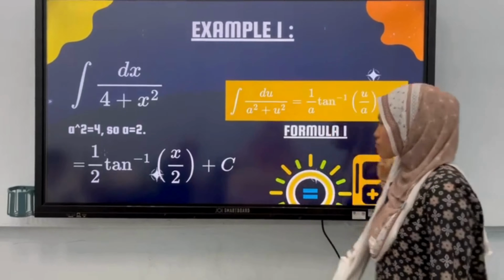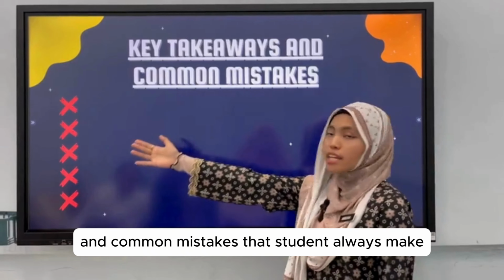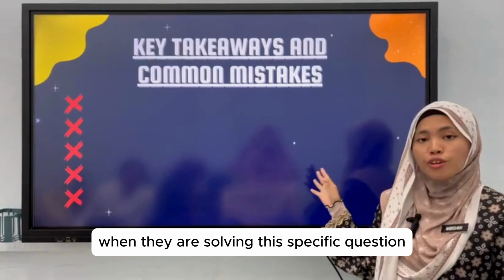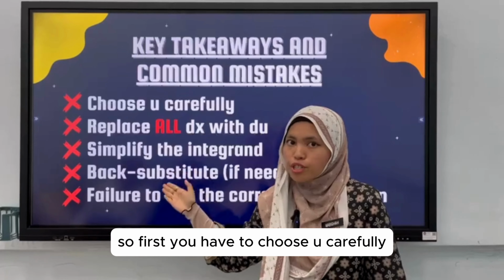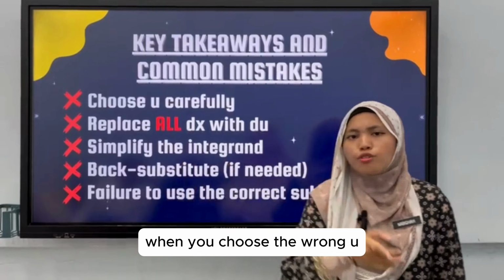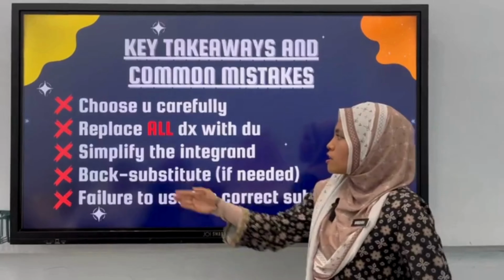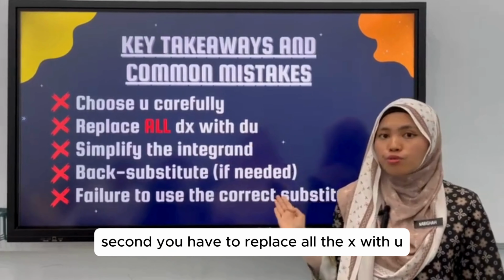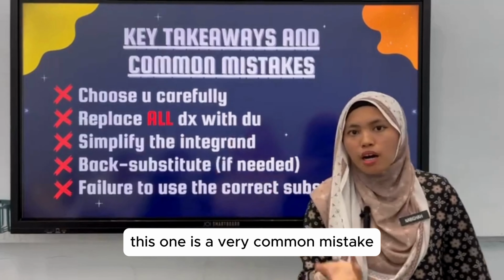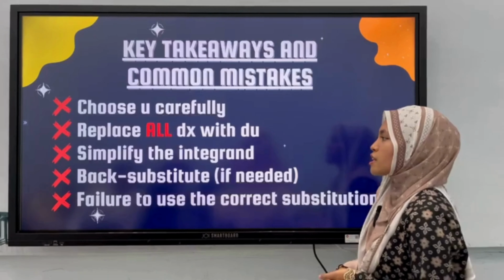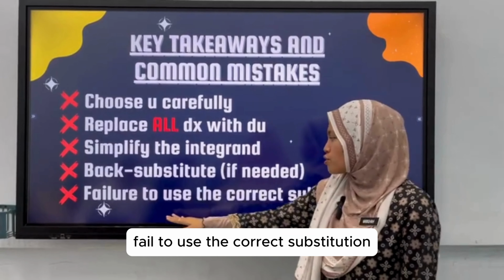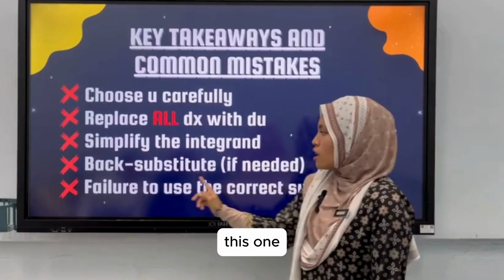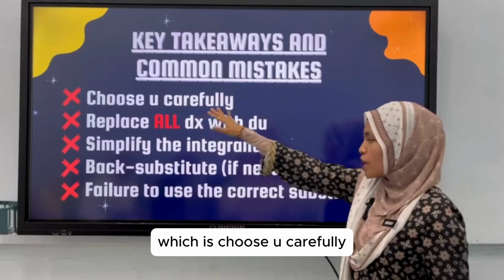So since we are done with the example, I'm going to tell you some key takeaways and common mistakes that students always make when they are solving this specific question. So first, you have to choose u carefully. When you choose the wrong u, then you will not get the correct final answer. Second, you have to replace all dx with du. This one is a very common mistake that even I always make. The third one is to simplify the integrand, use back substitution if needed, and failure to use the correct substitution. This one is the same as the first one, which is to choose u carefully.